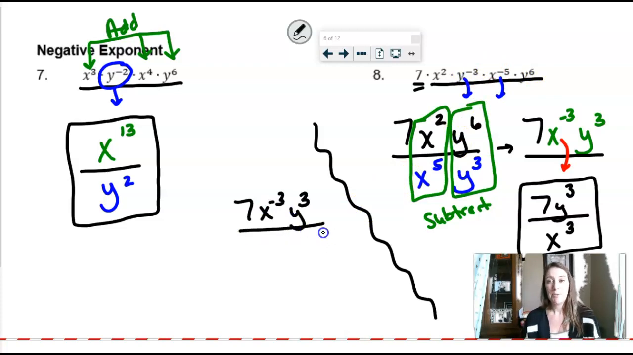And then guess what would have happened? We would have done the same work, right? We would have taken this x to the negative 3rd. We would have moved it. And we would have eventually got that same answer.